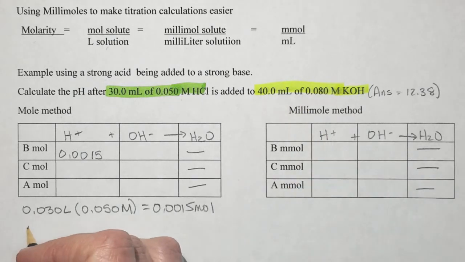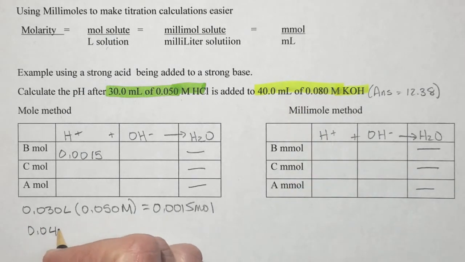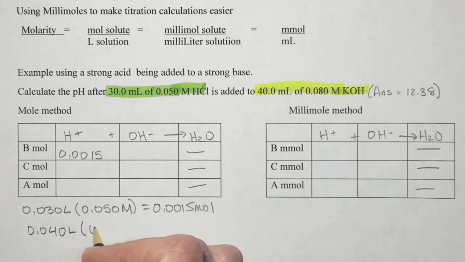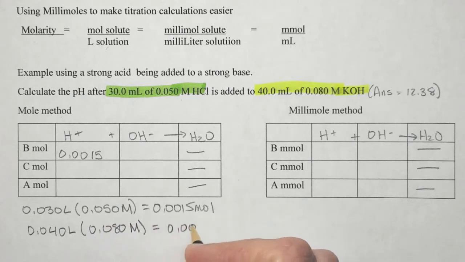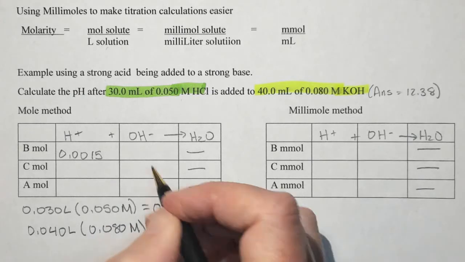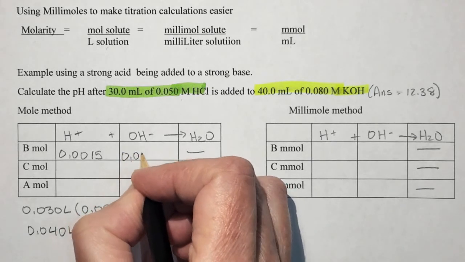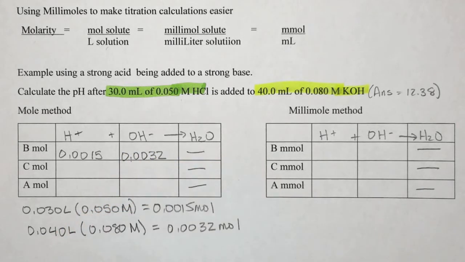And then I do the same thing for the potassium hydroxide. I'm going to take 0.040 liters times 0.080 molar, and that's going to be 0.0032 moles. And I'm going to put it up here, 0.0032, and hope that I haven't dropped any zeros.